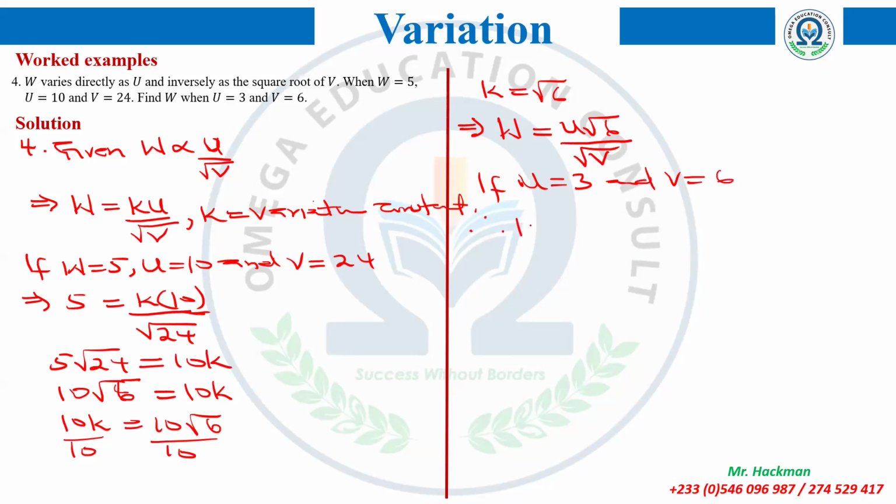Therefore, W is equal to 3 root 6 all over root 6. So root 6 cancels root 6. That will give us W is equal to 3. So if you had approximated, please take note.